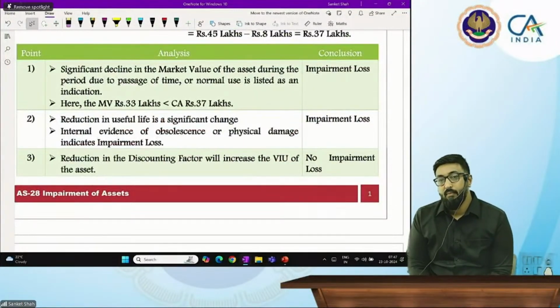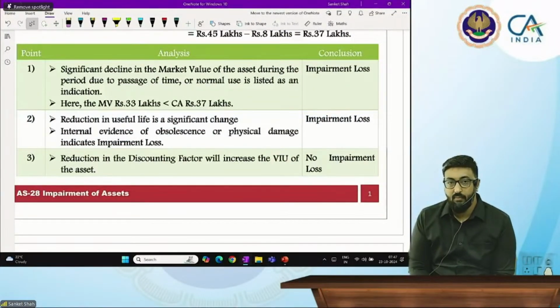Significant decline in the market value of the asset due to the passage of time or normal use is listed as an indication. Here the market value is 33 lakh, less than the current carrying amount of 37 lakh. Impairment loss. Reduction in the useful life is a significant change. Internal evidence of obsolescence or physical damage indicates impairment loss.